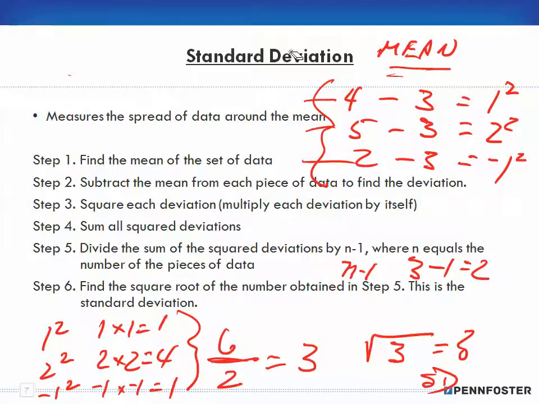If I wanted to know what the square root of 3 is, let me look at my calculator. If I take 3 and hit the square root, my standard deviation ends up being 1.73. Okay, that's what my standard deviation would have ended up being. So the square root of 3 is 1.73. I went through each of the steps with this very, very simple set of data.